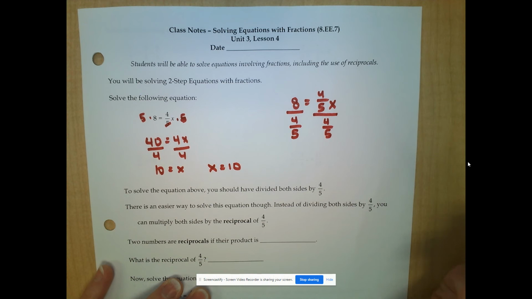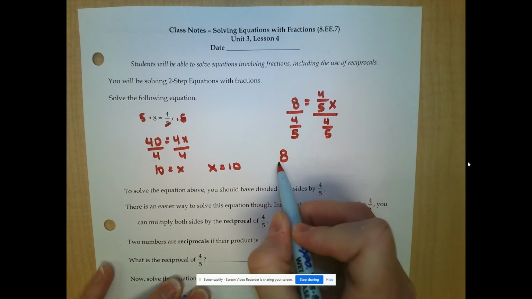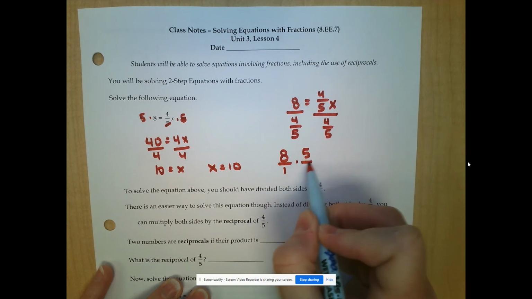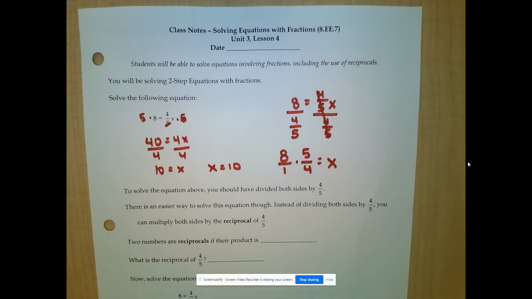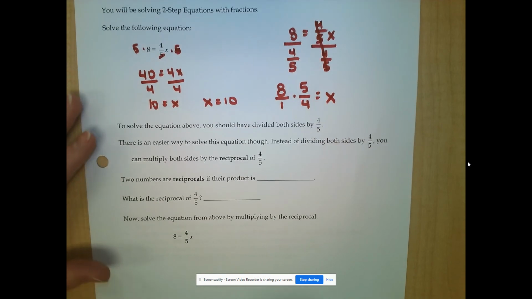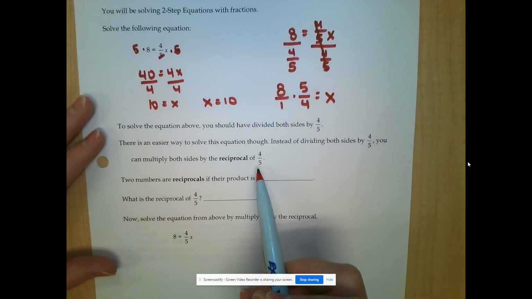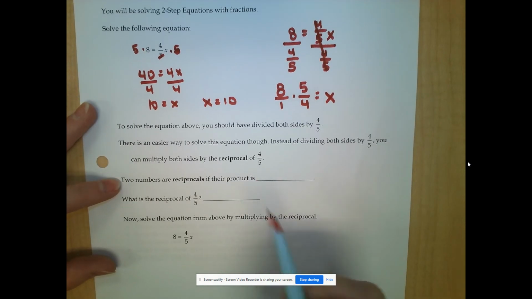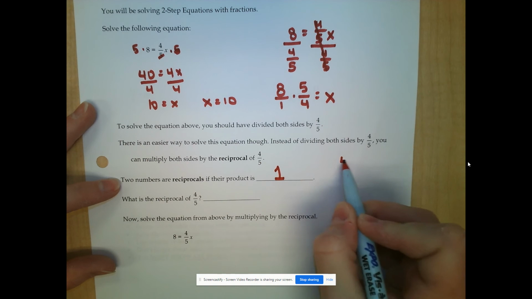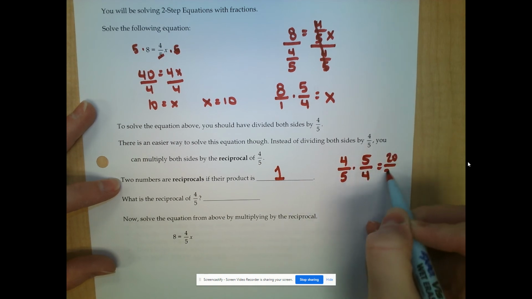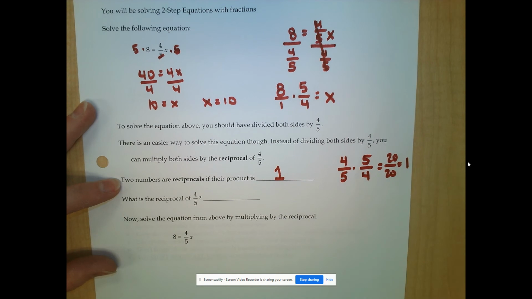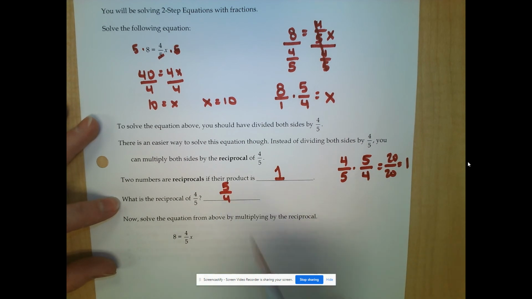But what really happens when you divide by a fraction? You end up having to change it from division to multiplying by the reciprocal. And so instead of thinking of it as division, we're going to think of it as multiplying both sides by the reciprocal. All right? So you can multiply both sides by the reciprocal of 4/5. Two numbers are reciprocals if their product is 1. So for example, 4 times 5 multiplied by 5 times 4 comes out to 20 over 20, or 1 whole. So the reciprocal of 4/5 is 5/4.